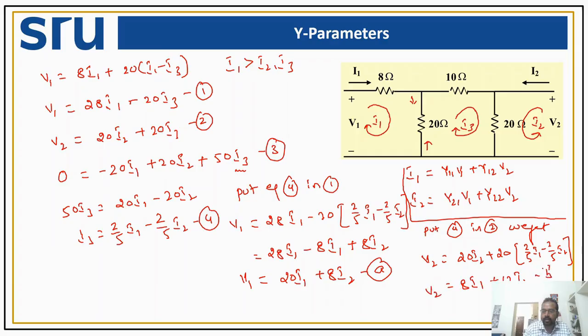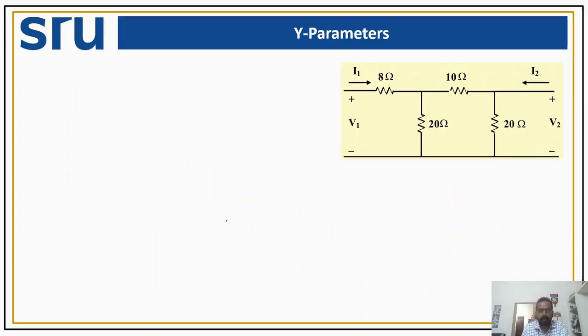Say this is equation B. So my V2 is equal to 8 I1 plus 20 I2 minus 8 I2. So we are going to have 12 I2. Let us write these two equations again. Say it is V1 equal to 20 I1 plus 8 I2, and V2 is equal to 8 I1 plus 12 I2.